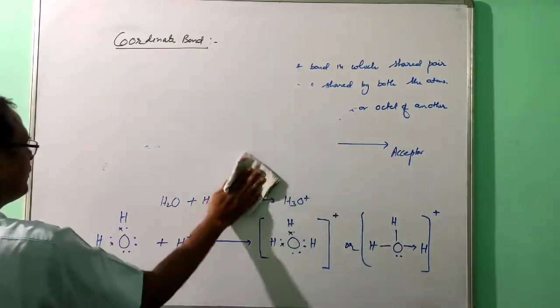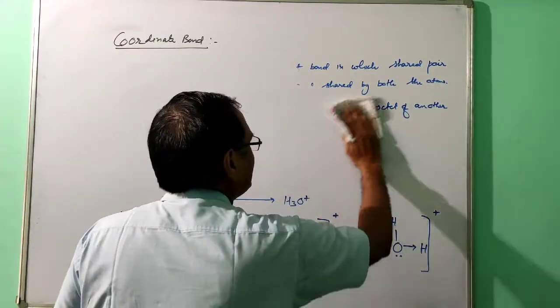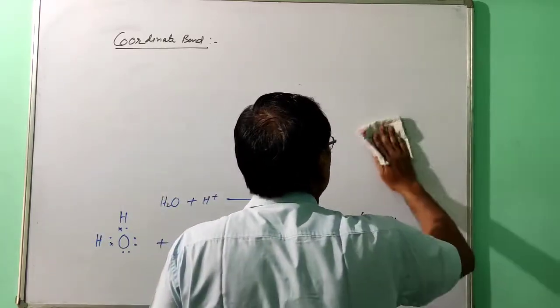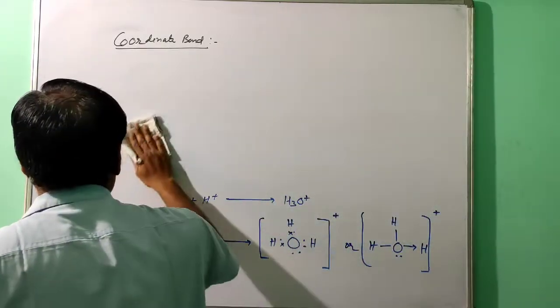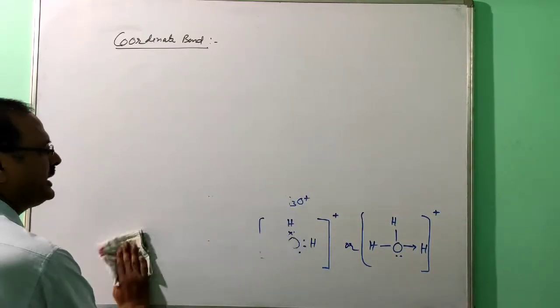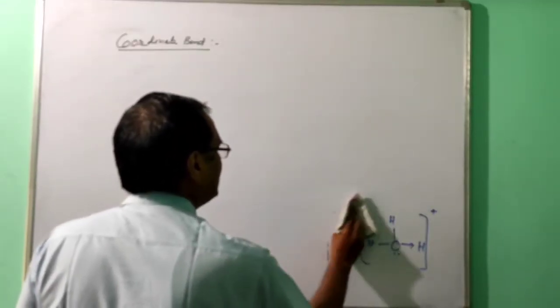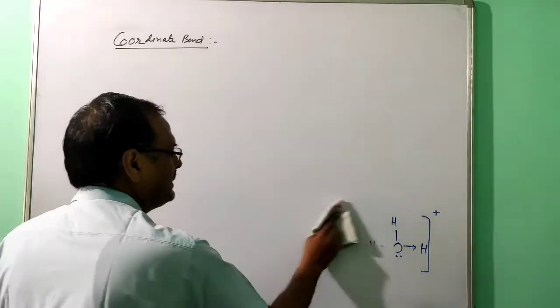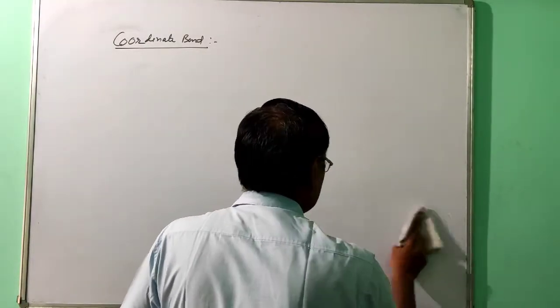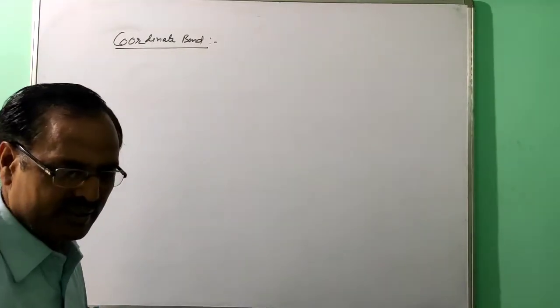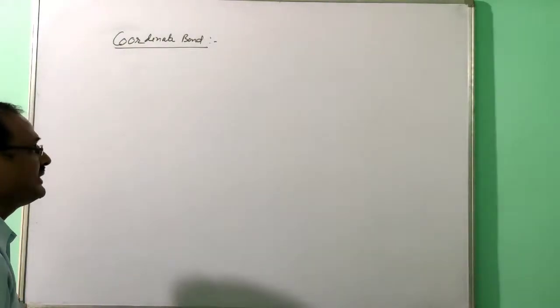If you go through the board paper, they ask them alternately. If one year the hydronium ion is asked, then another year the ammonium ion will be asked. So that's why I suggest you give importance to this one, the coordinate bond. At least 2 or 3 mark questions you will get very easily.